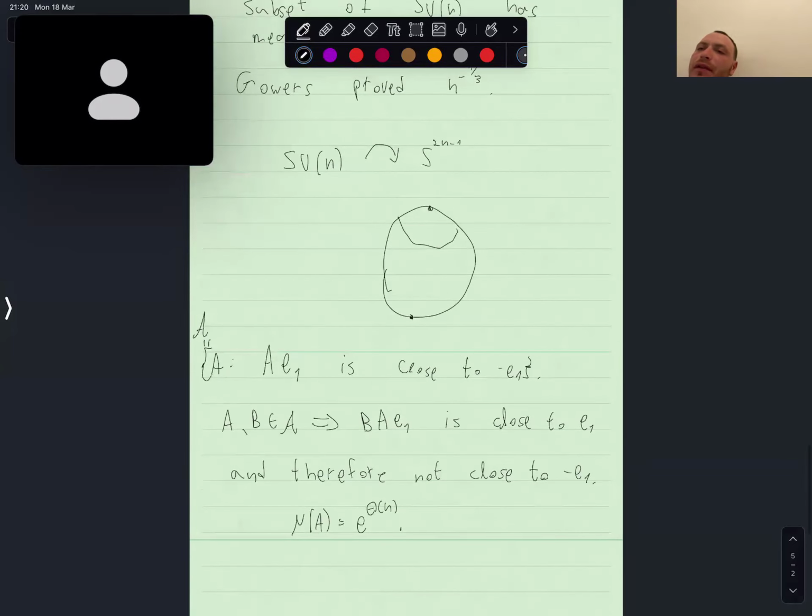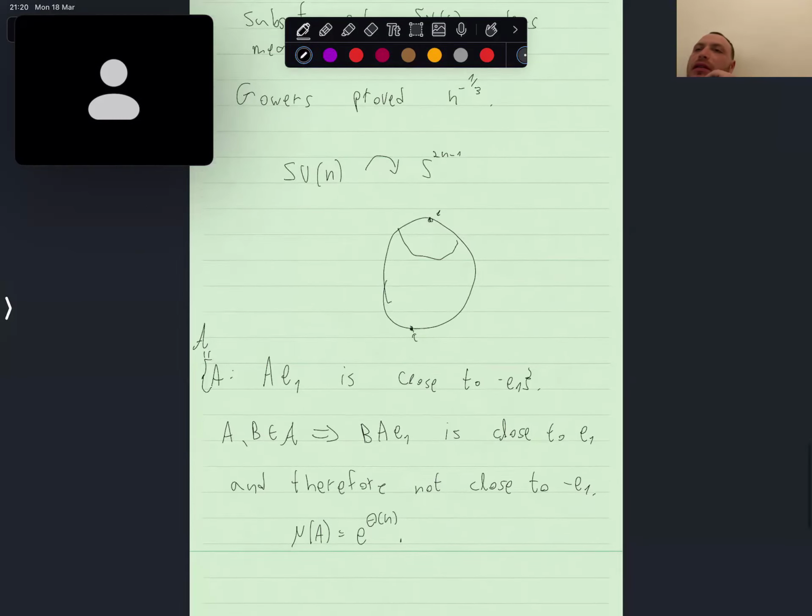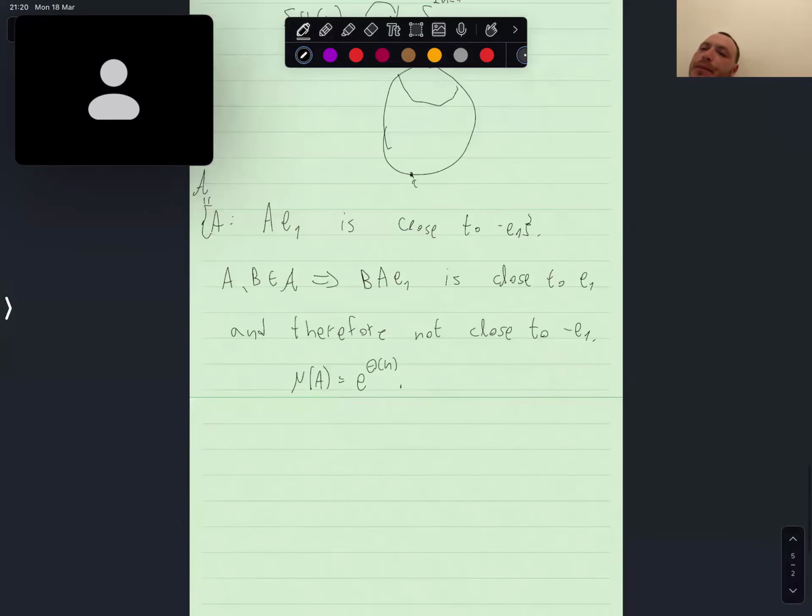So if we send the North Pole into a small ball around the South Pole, then when you apply another matrix, you're going to go from here back to near here, because unitary matrices preserve distances, and then this implies that the set is product free, and it has measure e to the theta of n.